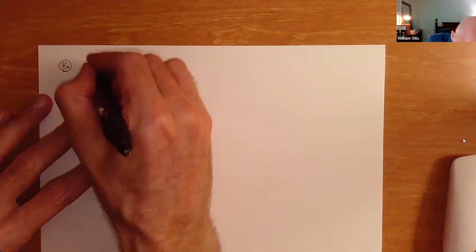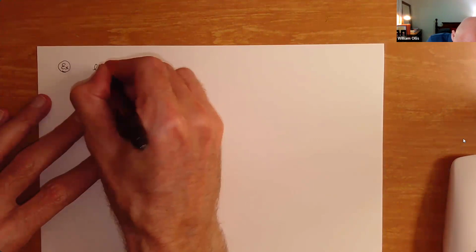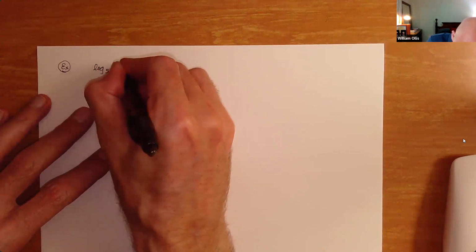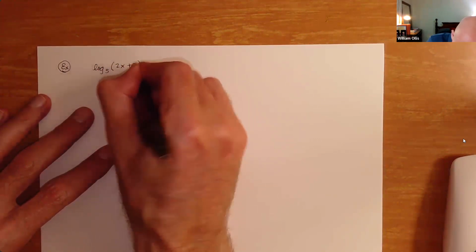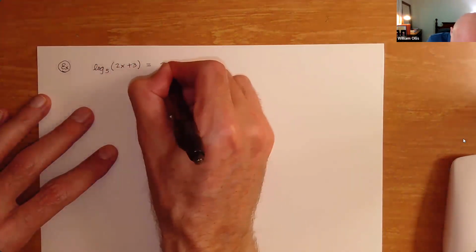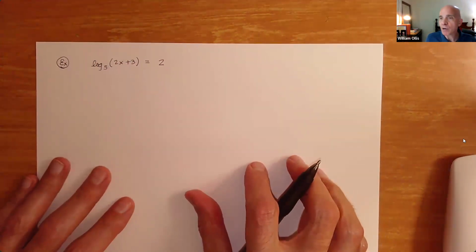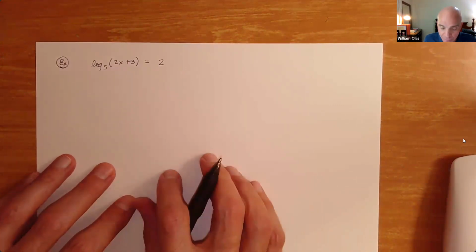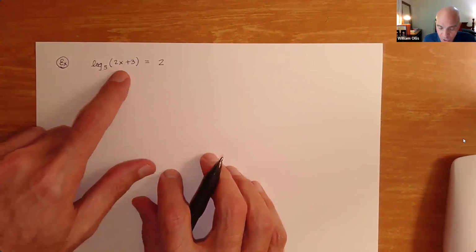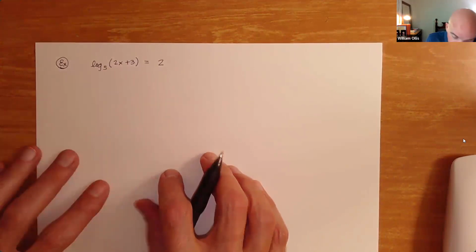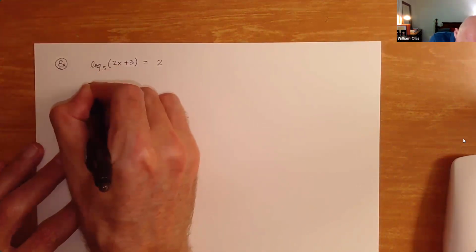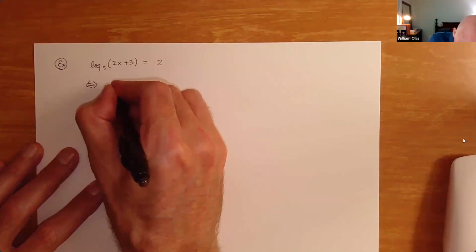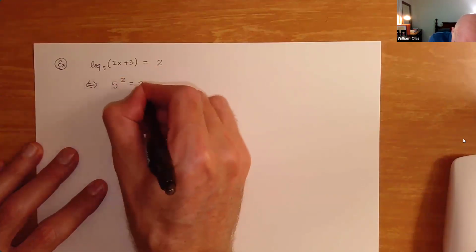So let's look at another example here. We'll do a logarithmic example. So we'll just do a base 5. So we have the base 5 logarithm of 2x plus 3 equals 2. Okay, what's the logarithm? It's a power of the base. So the power of 5 that equals 2x plus 3 is 2. What's a logarithm? Power of the base. So we say 5 to the 2 equals 2x plus 3.